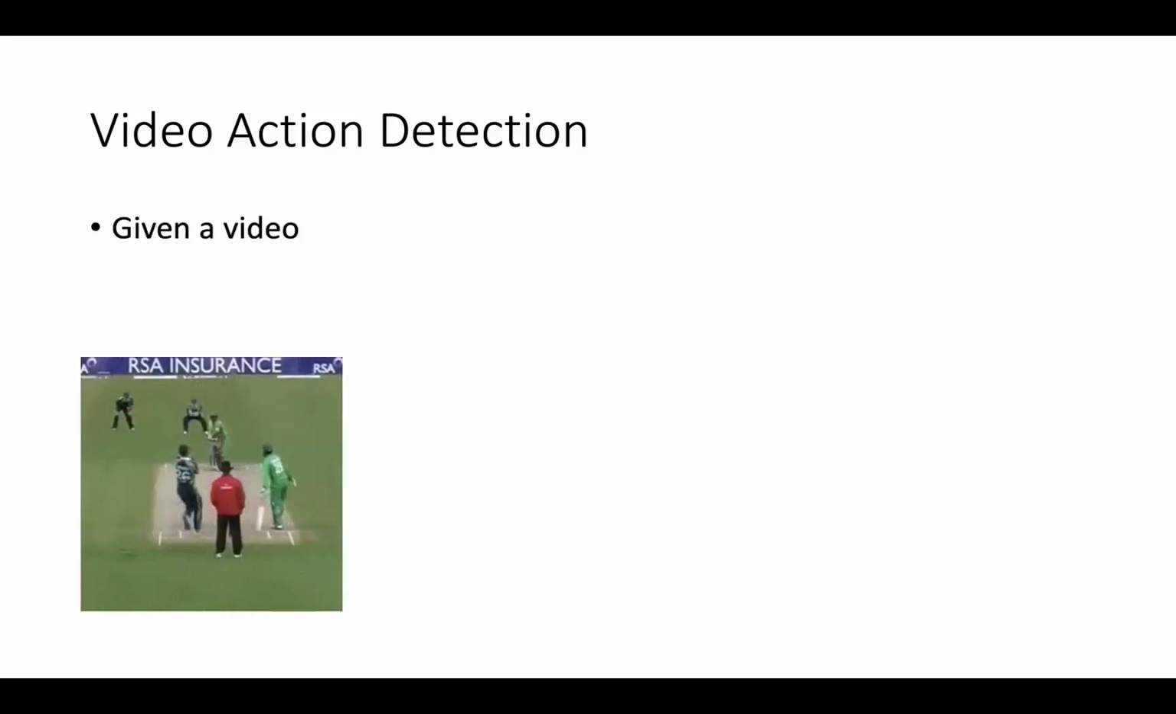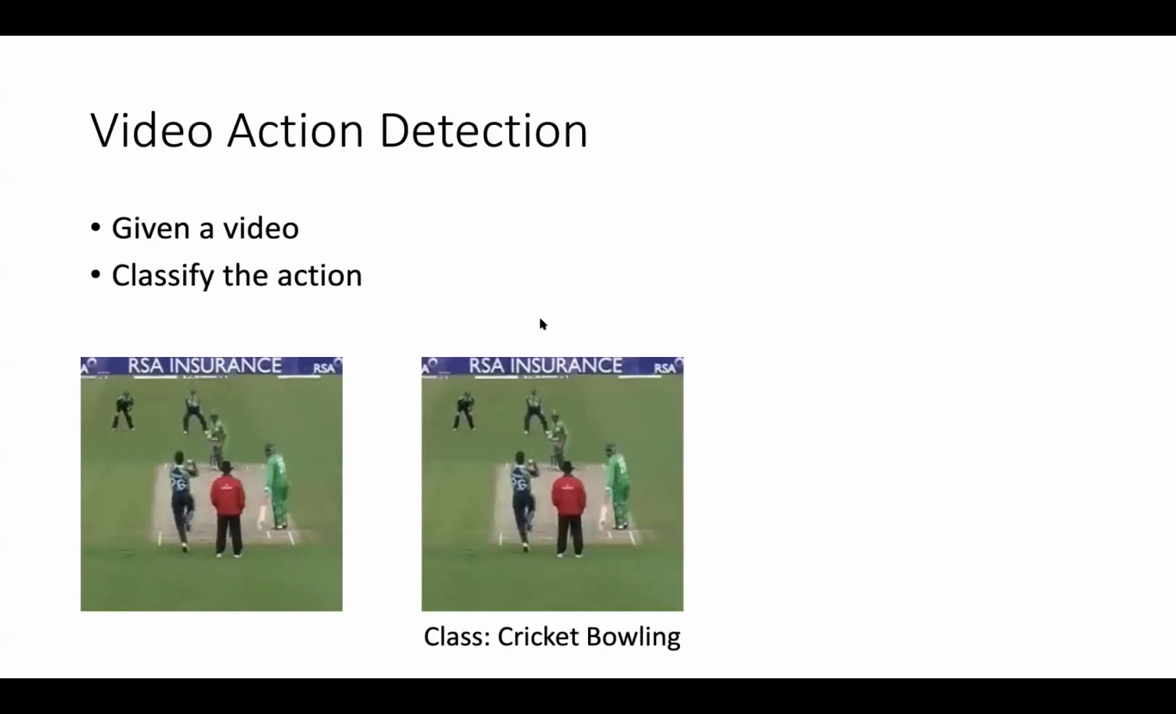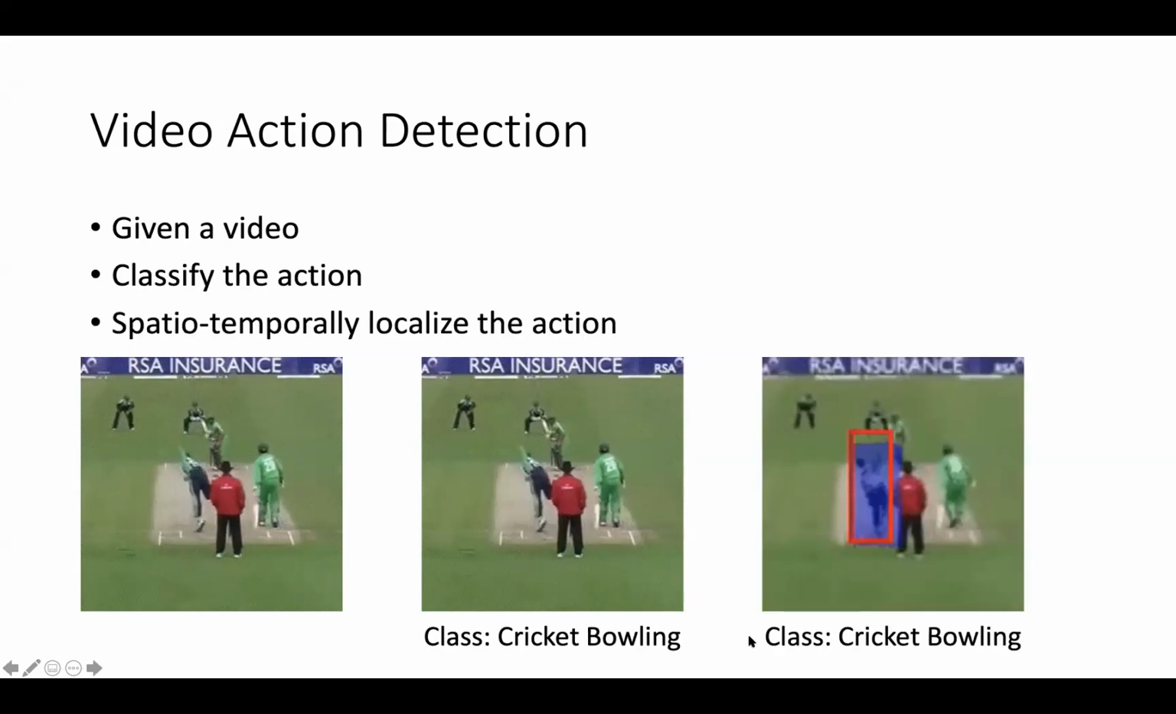So first, video action detection. In this problem, you're given a video, and the goal of the problem is to first classify the action. So for example, in this case, the class is cricket bowling, and then also to spatial temporally localize the action. This can be done with either bounding boxes, as seen in red, or pixel level segmentations, as seen in blue.